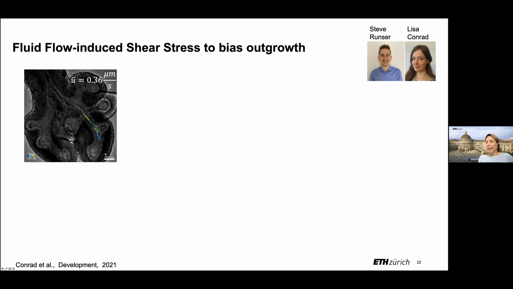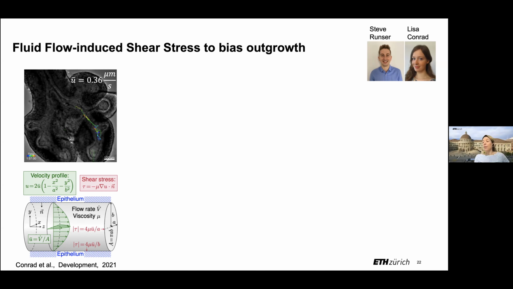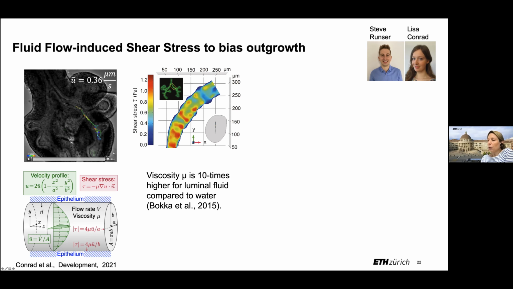So she injected beads into the developing lung, and then she quantified the speed with which the beads are moving along. And she obtained this average velocity, average speed. And with that information, we can calculate the shear stress that this fluid flow is causing on the walls. We also know the viscosity. Someone else had measured that as 10 times higher than for water.